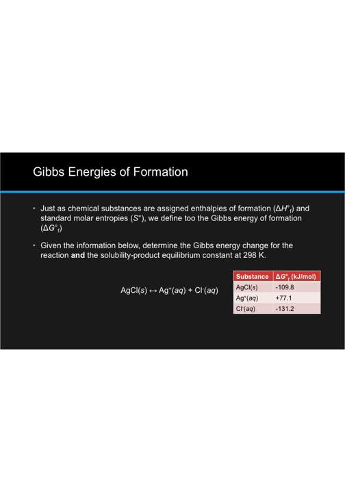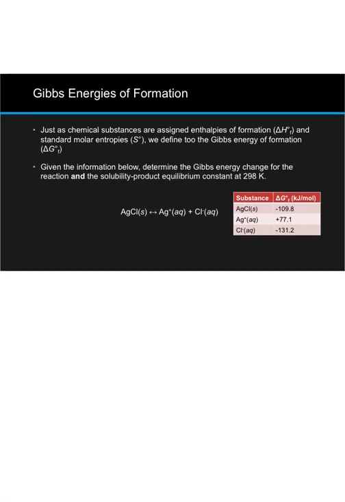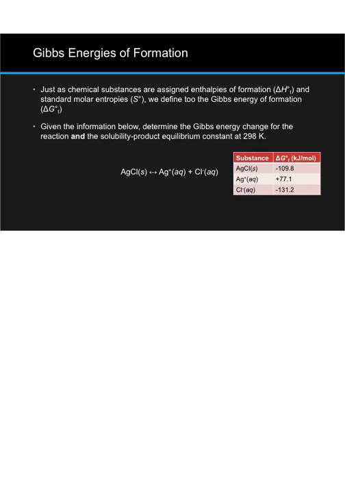All right, one last equation that applies to Gibbs energies. And in this vein, we can talk about Gibbs energies in precisely the same way that we talked about enthalpies in terms of formation. Just like we assign enthalpies of formation and standard molar entropies for individual substances, we also define Gibbs energies of formation, or delta G of formation. This tells us about the spontaneity with which a particular compound is formed from its respective elements.